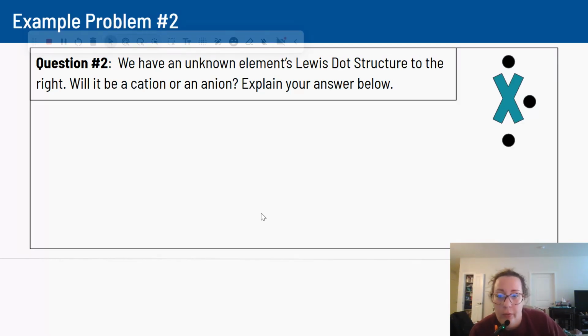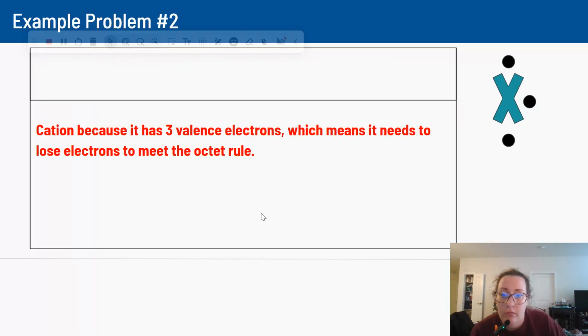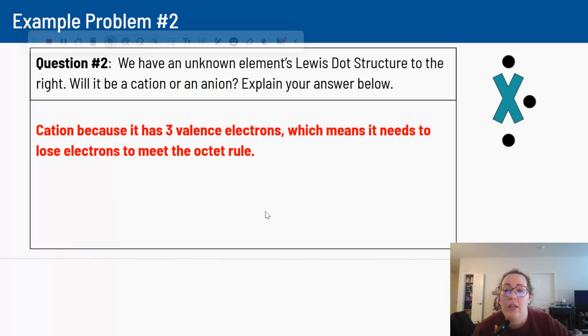Okay, I'm going to review it. Make sure that you actually answered it yourself. Don't wait for me to do it. It's not going to help you learn. Okay, so it has 3 valence electrons, which means that it'll become a cation because it has to lose the valence electrons to meet the octet rule.